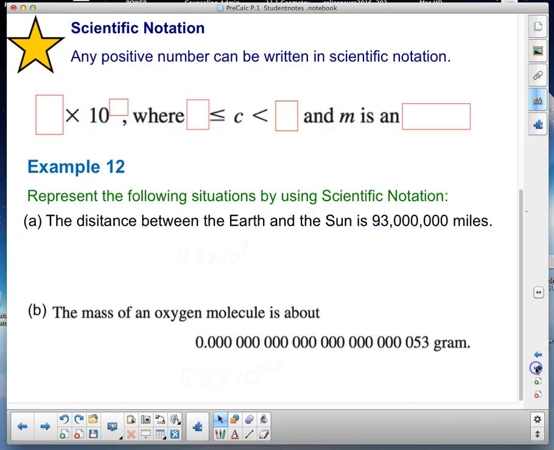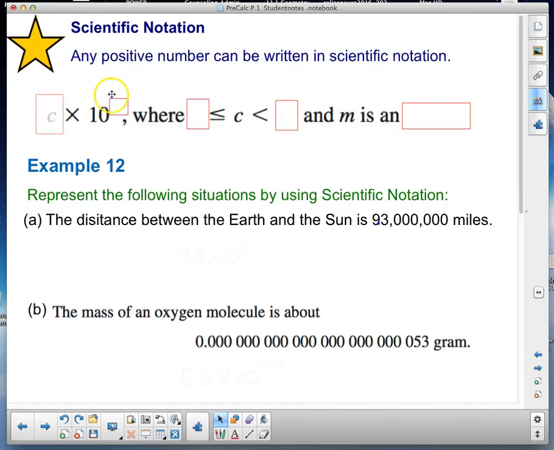Our last topic is going to be scientific notation. Any positive number can be written in scientific notation as C times 10 to a power, where C is between 1 and 10, and M is an integer.